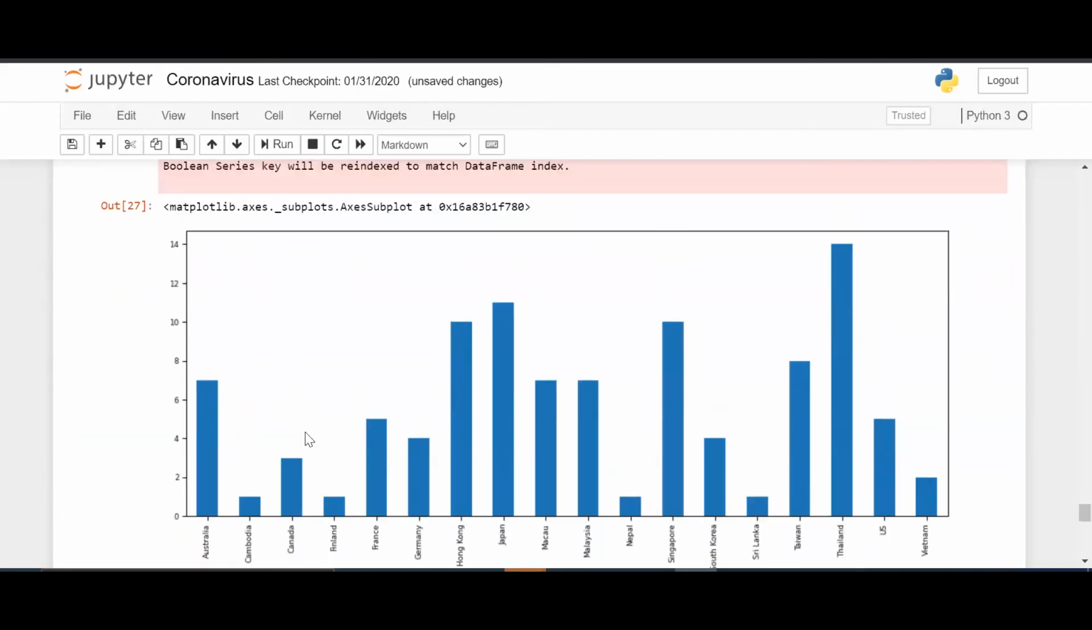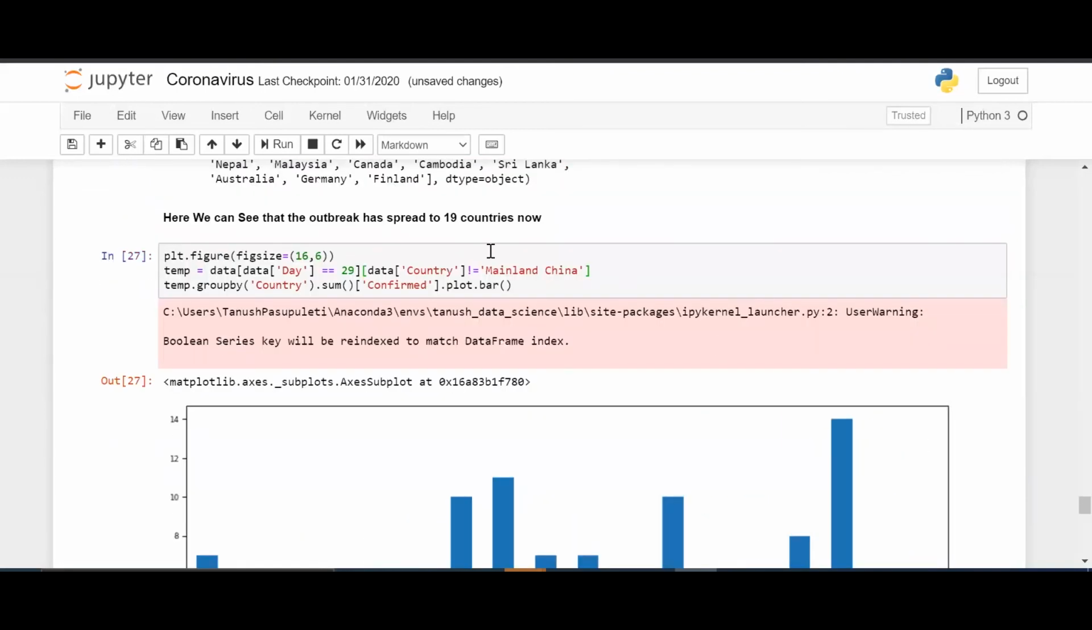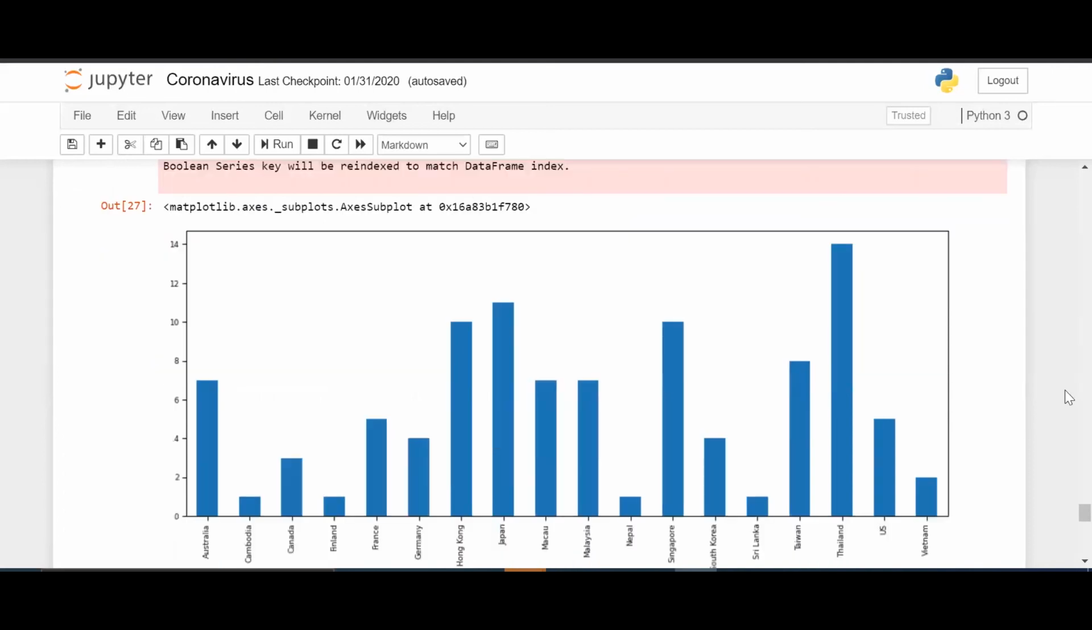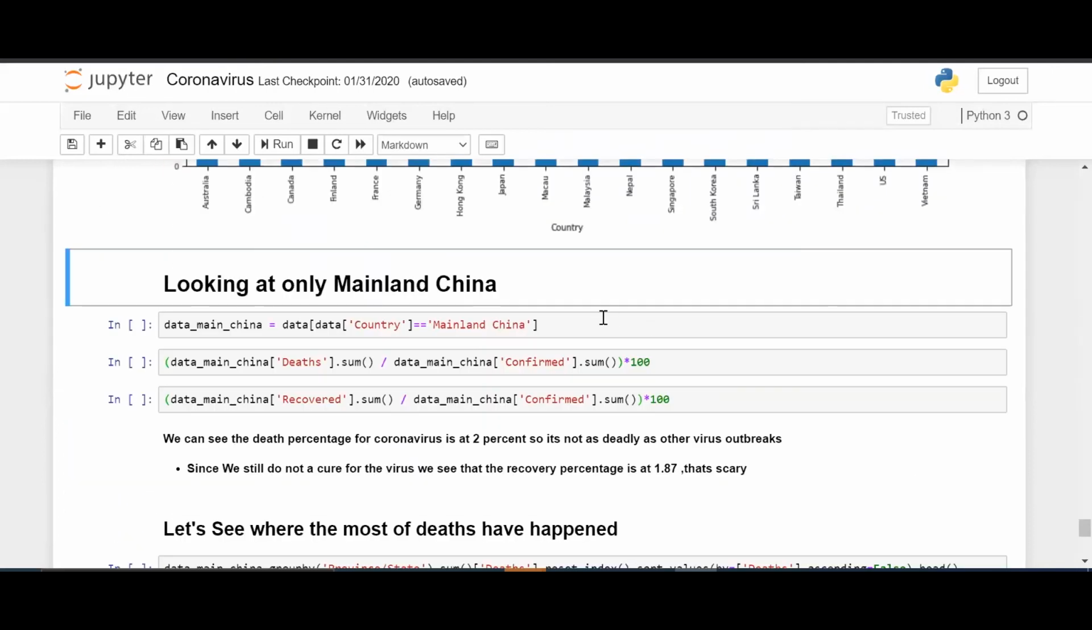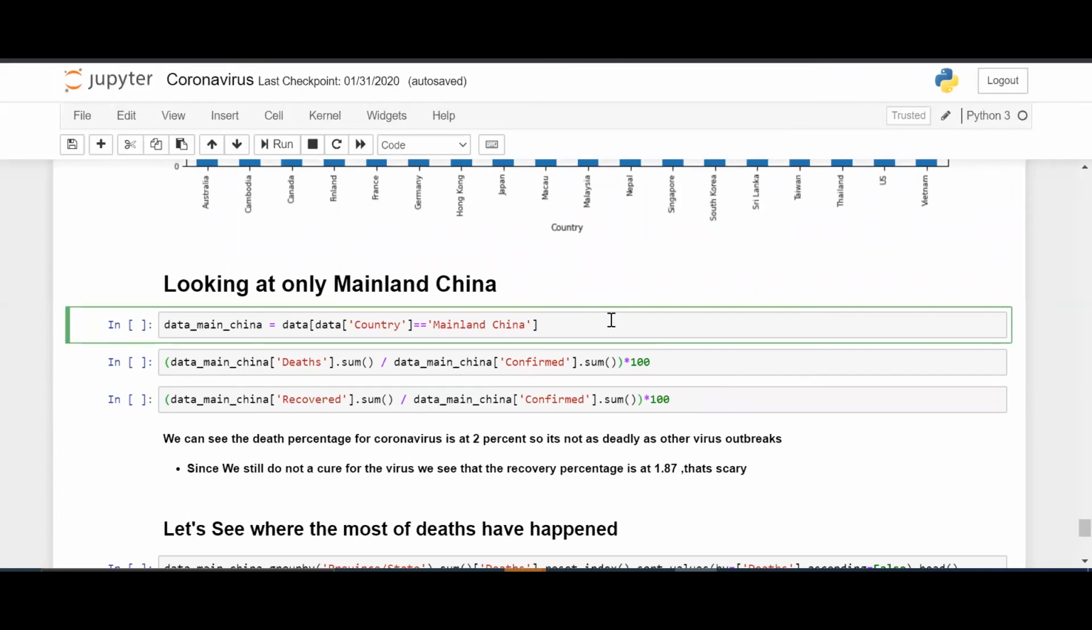You notice a huge difference, so that we have Australia, Cambodia, all the way to US and Vietnam captured in this bar graph on just filtering out mainland China. It was done because the numbers of mainland China were too enormous and they overshadowed the numbers relating to other countries.